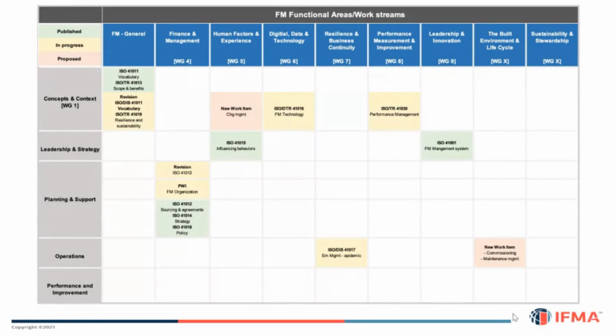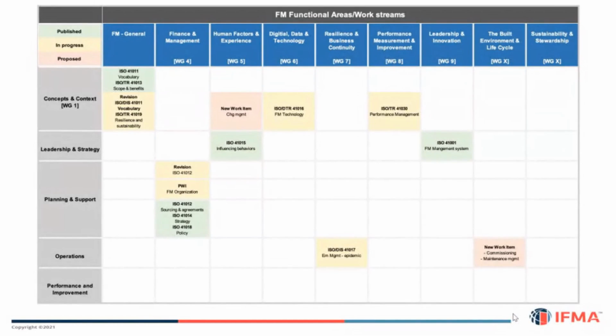Down the left-hand side in gray are elements of the management system standard and the structure of the model: understanding concepts in the context of the organization, looking at leadership and strategy, and into planning and support, operations and performance and improvement. Most of the ISO standards, specifically the management system standards, follow that same organizational structure.